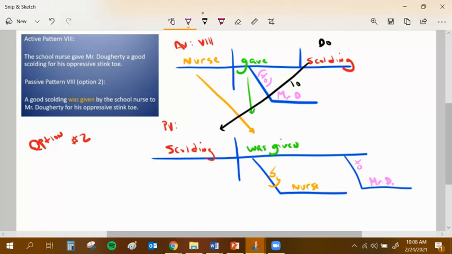So that's the only critical difference between option 1 and option 2: when you decide to move the direct object instead of the indirect object, not only are you moving the direct object over, but you're going to have to add in that word to kind of clear up that indirect object now. So we still call it a passive 8, but we have to include the word to. Okay. So now we have pattern 7 and pattern 8, both option 1 and option 2.